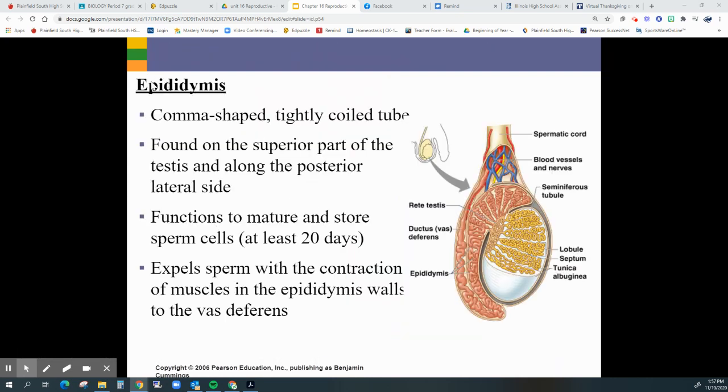All right. The next section, leading away from the testis itself, is the epididymis. The epididymis is kind of this comma-shaped set of tubules. They lead away from the organ, and then they carry sperm up into the spermatic cord. These are the sections that run along the posterior lateral side of the testes. And this is where sperm cells usually will sit for a period of time to mature. They can sit there for up to 20 days.